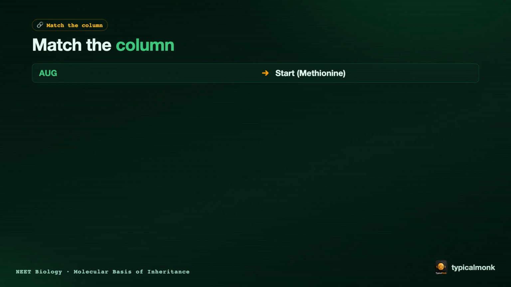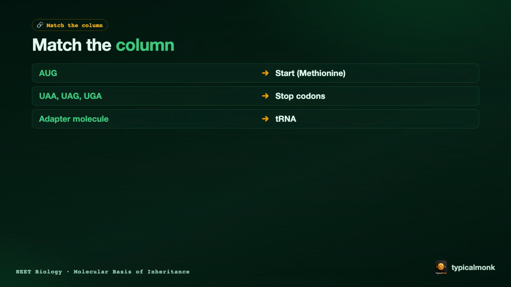Now, the second drill, match the column. Make the correct pairing. AUG, start, that is methionine. UAA, UAG, UGA, stop codons. The adapter molecule, tRNA. And the ones who deciphered the code, Nirenberg and Khorana.